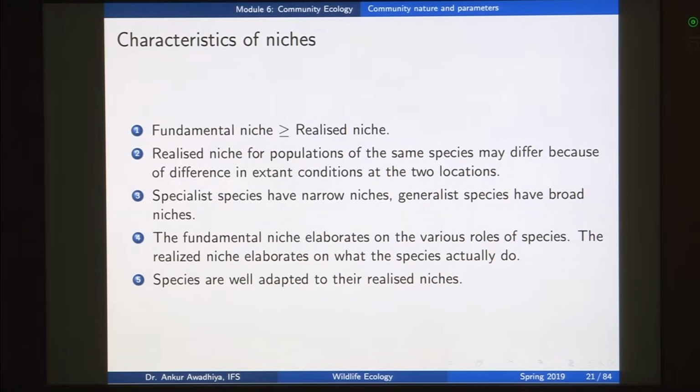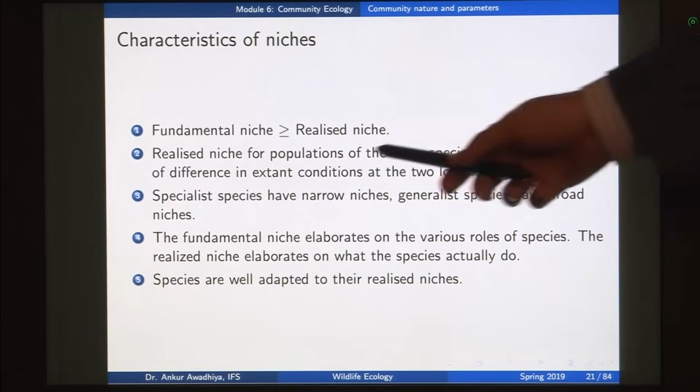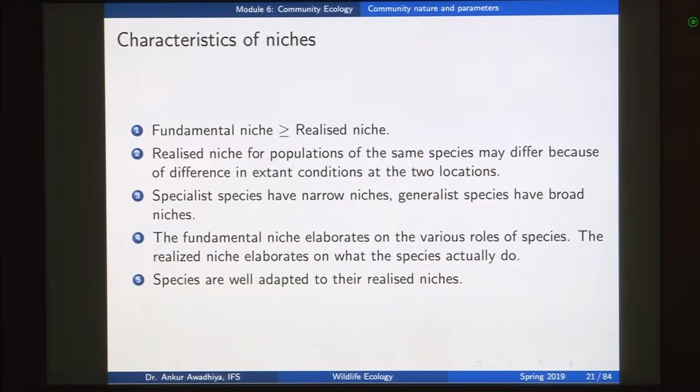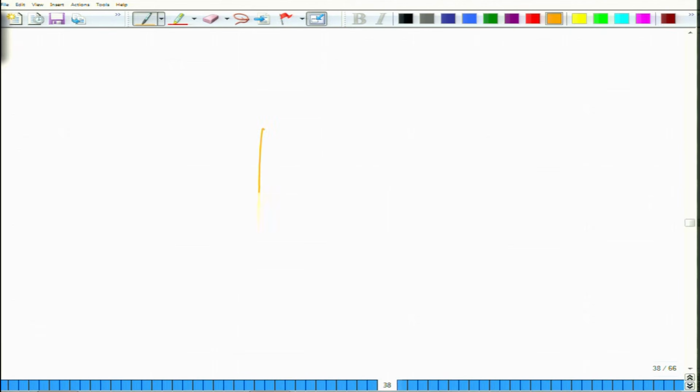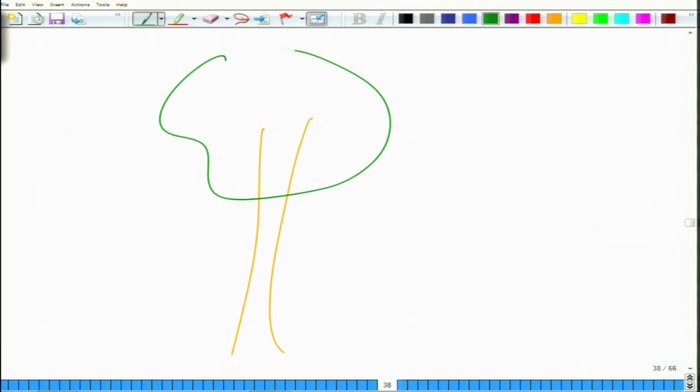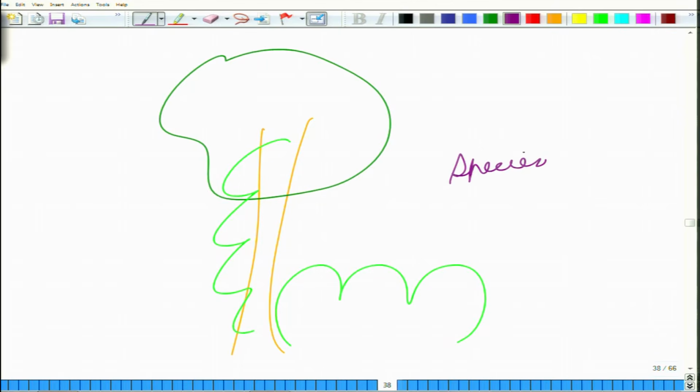Now, realized niche for populations of the same species may differ because of the difference in extant conditions between the 2 locations. So, basically you have populations of the same species, you have this particular frugivorous bird species 2 that is living on this particular tree here, but then it is also possible that at some other location you also have this tree and you also have the same climber and you also have this shrub, but then there is no other competitor. So, in this case the species 2 can feed on the canopy fruits, it can feed on the climber fruits, and it can feed on the shrub fruits.